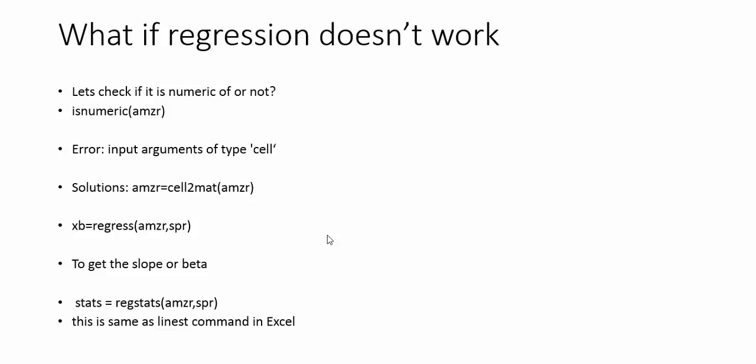Moving ahead with the troubleshooting. What if regression does not work? So if regression does not work, we have to check if it's numeric and read out the error. Sometimes the error is argument type cell. We cannot have cell operations.